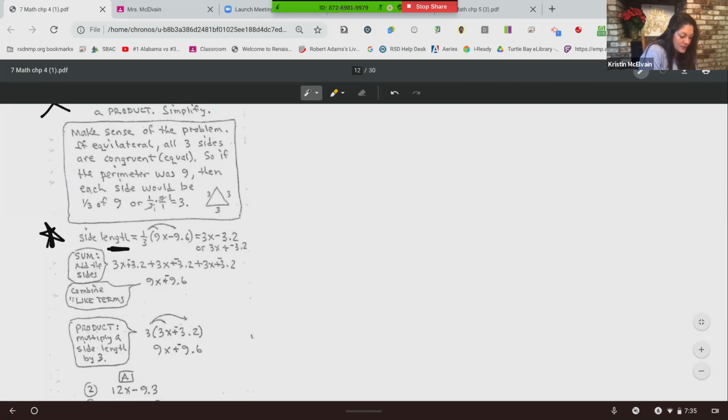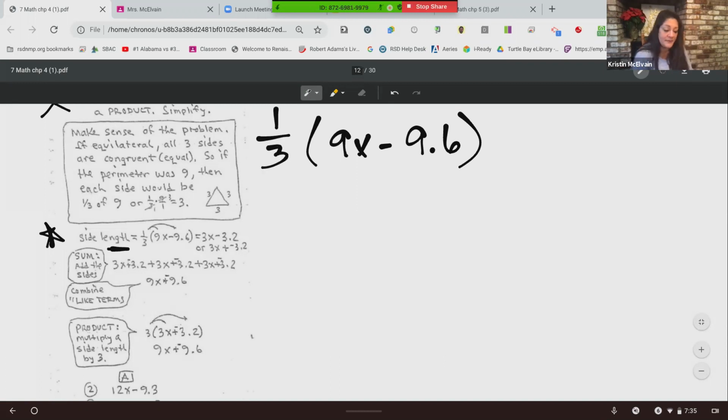So what's given to us is 9x minus 9.6. And we know that that is for all 3 sides. So to find the length of one side, we need 1 out of 3. When we simplify that, it's really everything divided by 3, so 3x minus 3.2. And of course, we want to change that to add the opposite.